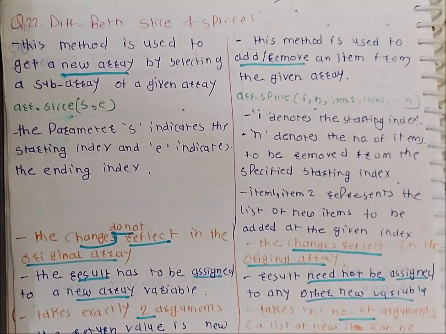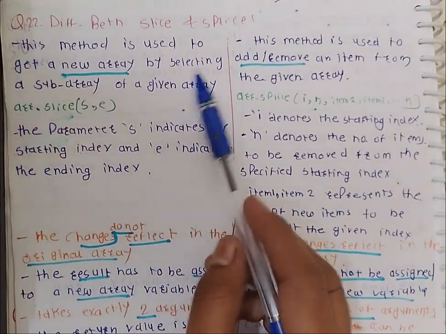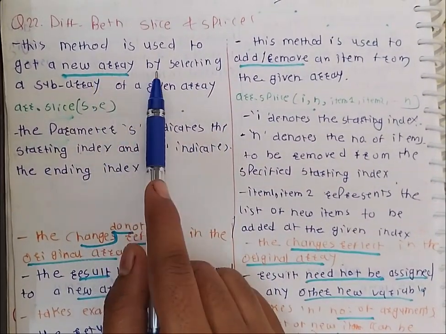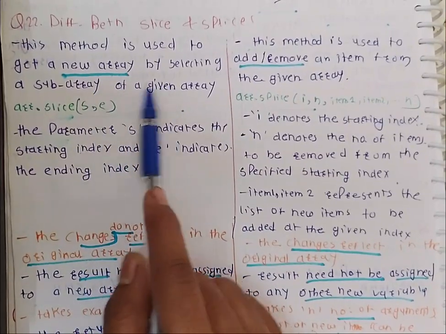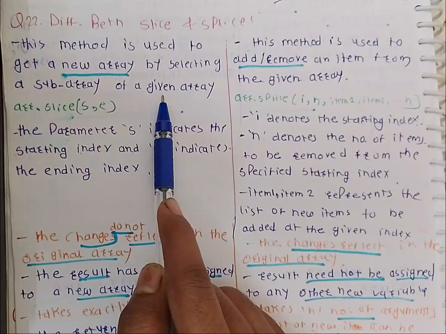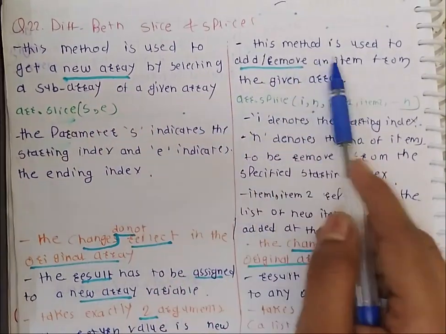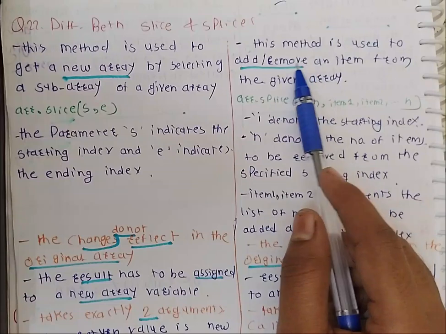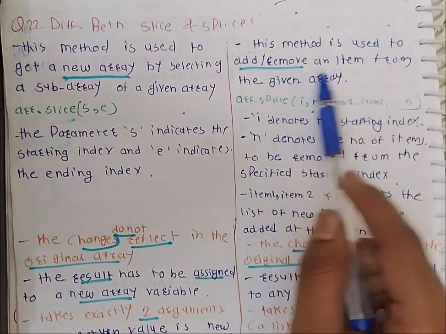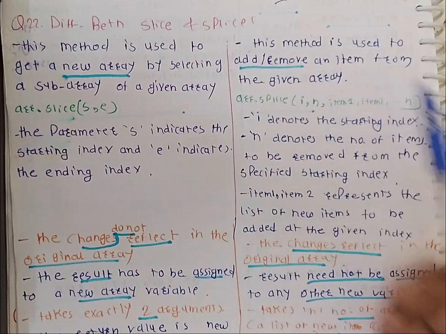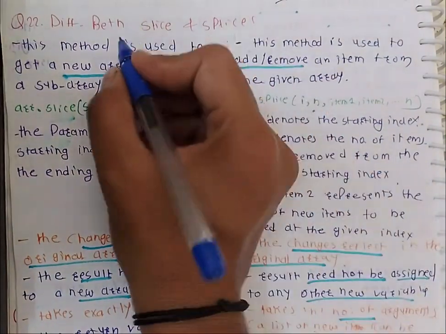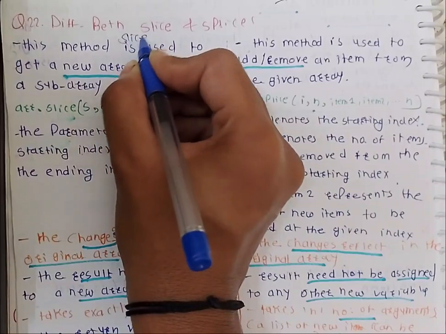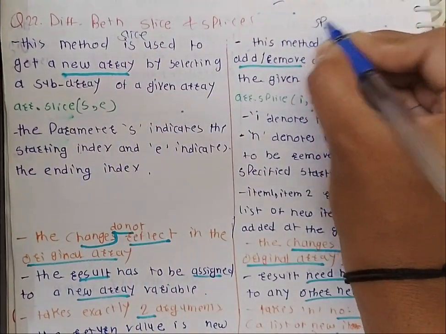We are going to learn about the difference between slice and splice. The slice method is used to get a new array by selecting a subarray of a given array, and the splice method is used to add and remove items from a given array.